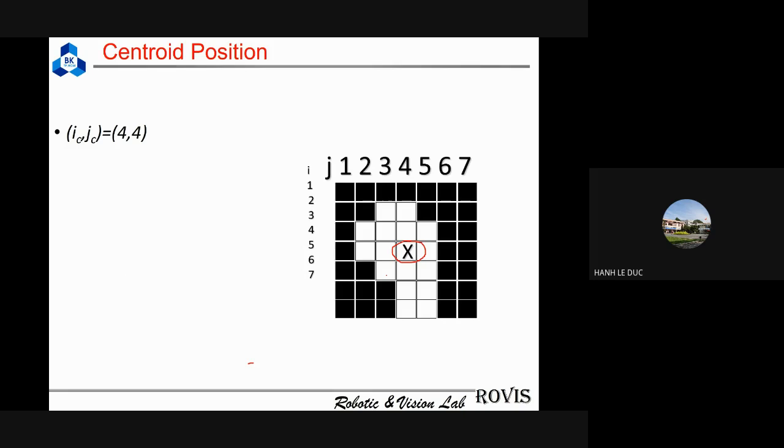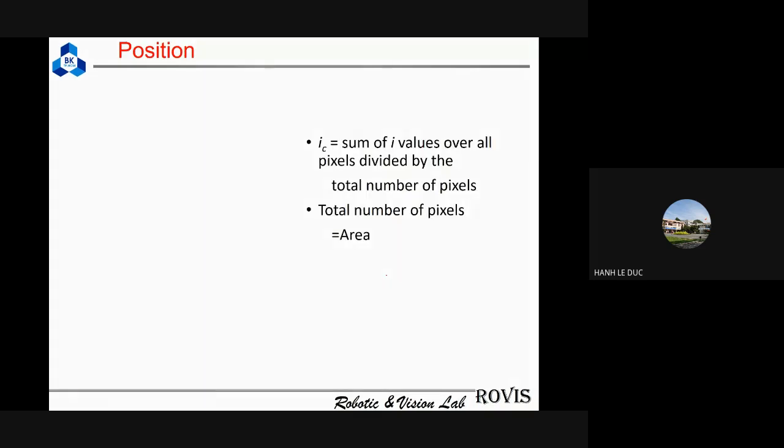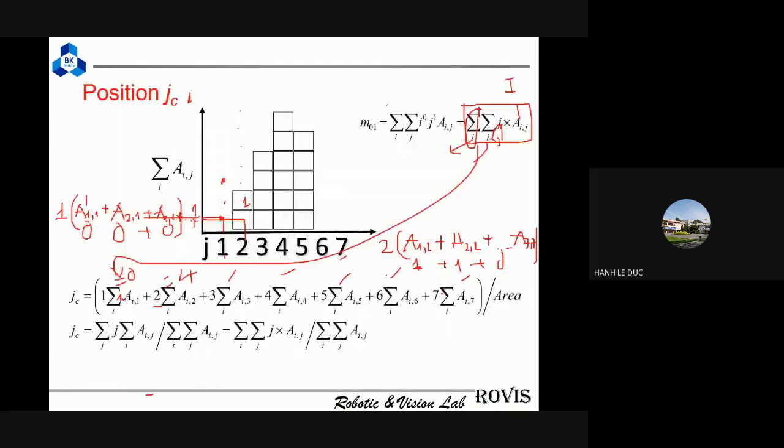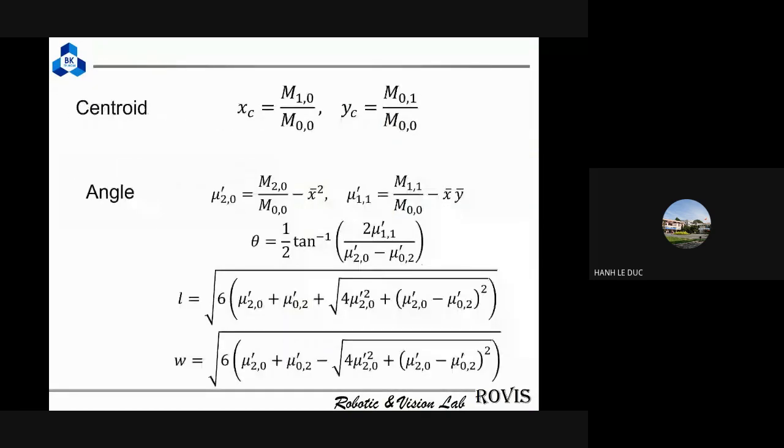And how about calculating the angle? We will follow this formula. In this formula, you have to calculate M20 and M11. And X bar here is XC, and Y bar here is the IC. From this one, you can calculate theta. So let's see more examples.